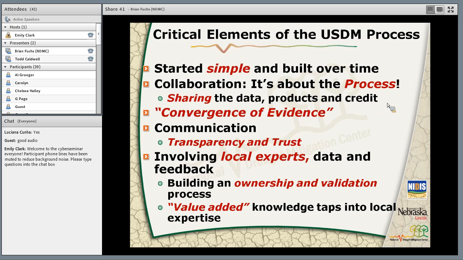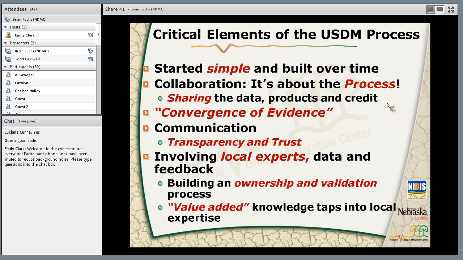So just to finish up here quickly, the drought monitor, again, I showed how it started very simple, but it has built up over time. It's a lot of collaboration, not only between federal agencies, but different agencies at the state level as well. It's about this process as well. It's these groups working together for the good of a common goal, sharing the data, sharing the product, sharing the credit associated with it. The convergence of evidence is important because if you don't have the scientific data to back up a change on the map, then you probably shouldn't be doing it.